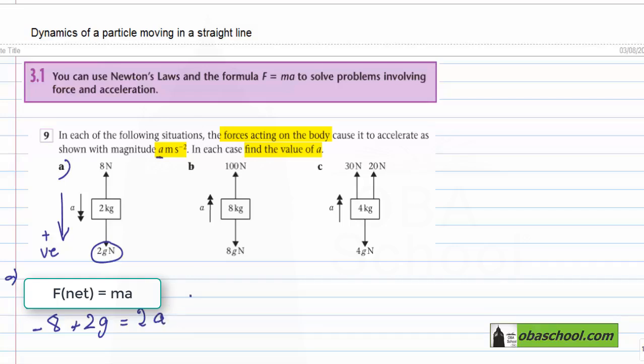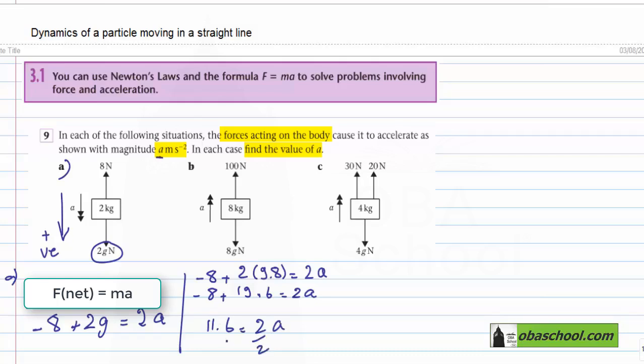Then this is minus 8 plus 2 multiplied by 9.8, that's equal to 2a. This becomes minus 8 plus 19.6, that's equal to 2a. Then 19.6 minus 8 is 11.6, that's equal to 2a. Now let's divide both sides by 2. Then a is equal to 11.6 divided by 2, which is equal to 5.8 meters per second squared. So acceleration part A is 5.8 meters per second squared, found by applying Newton's second law along the y-axis.